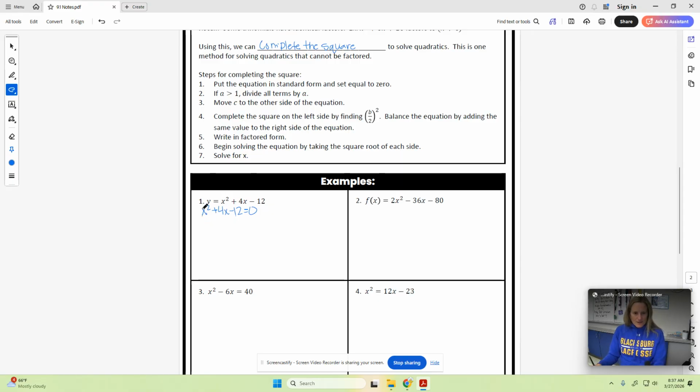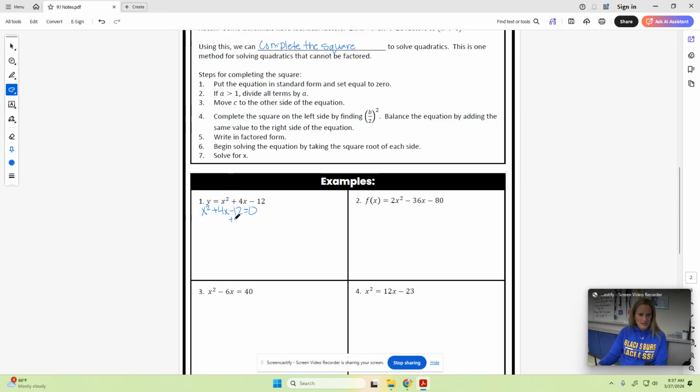That is one of the factors that's going to determine whether or not completing the square is the best method to use, because sometimes that a value won't divide evenly into the b and c values, and you end up with fractions, and this method gets a lot harder when you're dealing with a lot of fractions. So in this case, I don't have to worry about step 2 because a is 1. Now I'm going to move c to the other side of the equation.